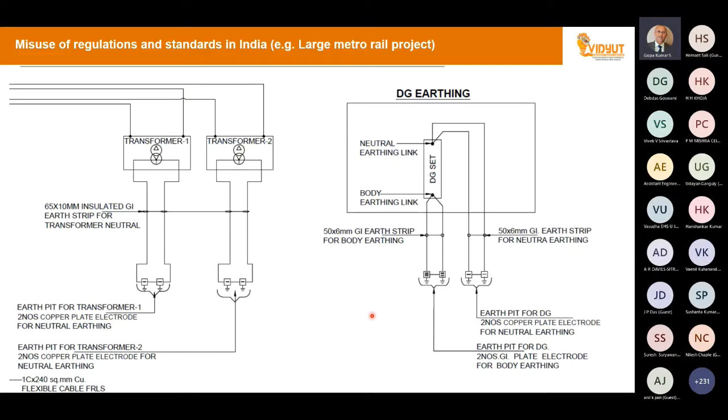We have made a blog. It is available on our website. Please go through the blog. In the blog, you can download these drawings, these specifications, and all these documents which I am referring to. But what is shown in this picture, DG earthing, two separate for neutral, two separate for body, this is absolutely wrong.